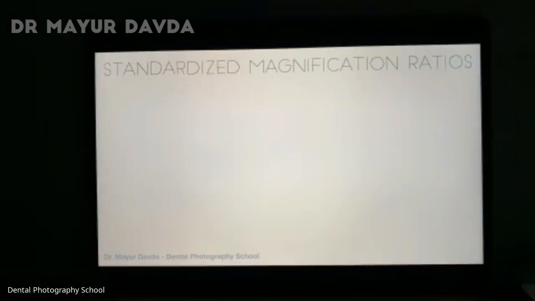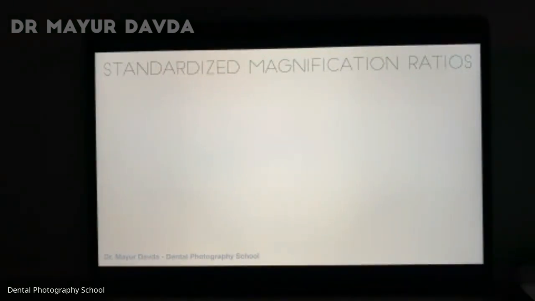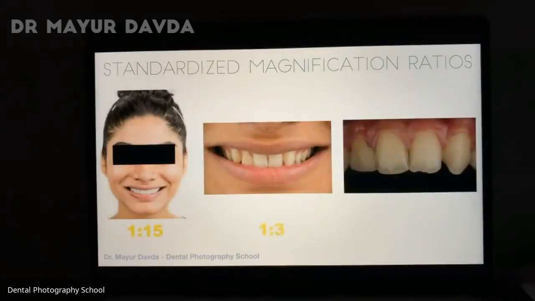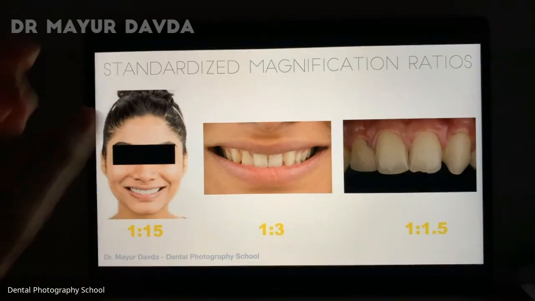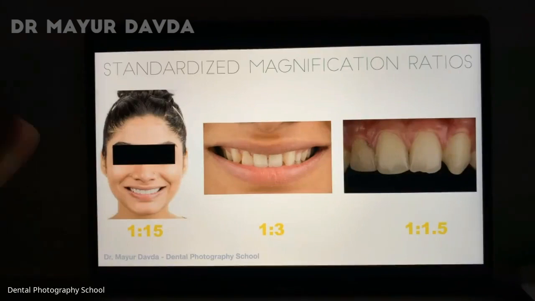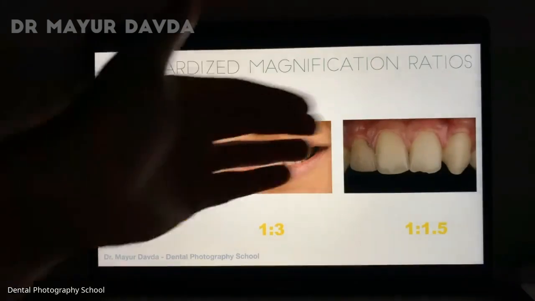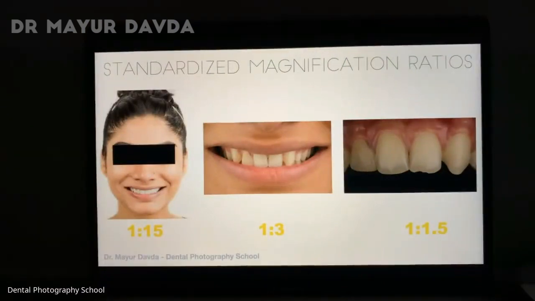So magnification ratios are very important to us because higher authorities have told us that different images have to be shot at their respective magnification ratios. What do I mean by that? What I mean by that is the full face has to be recorded at 1:15 magnification ratio. The close-up smile has to be recorded at 1:2 or 1:3 magnification ratio. The anterior aesthetics pictures have to be recorded at 1:1.5 or 1:1 magnification ratio. What do you mean by that? Let us have a closer look at what I'm trying to explain.